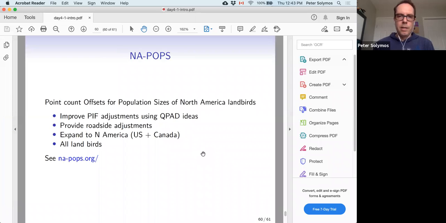And finally, there's this NAPOPs initiative, which is taking this idea to the next level, kind of going full circle. We're now going to try to estimate this for as many species as possible, and not just in Canada and the boreal of the US, but across North America, so that these can inform the population size estimates for Partners in Flight.